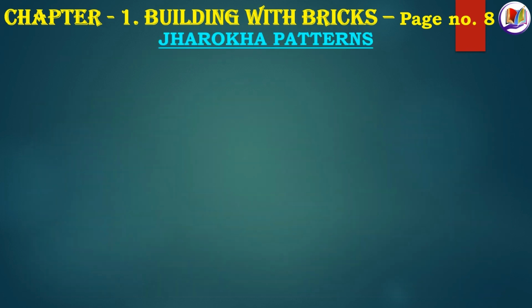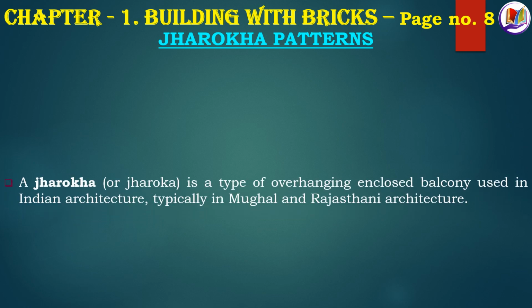Now let's try and understand about another type of pattern called Jharoka pattern. So what is a Jharoka? It is a type of overhanging enclosed balcony used in Indian architecture, typically in Mughal and Rajasthani architecture. What do you mean by overhanging? Overhanging means extending beyond the outside wall of the house.